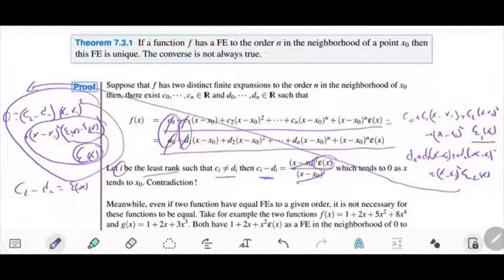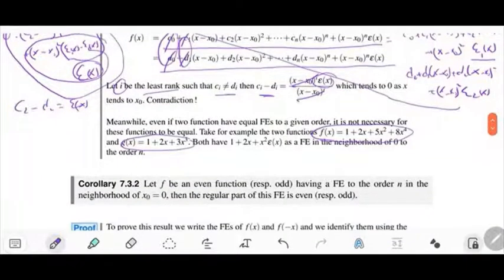But the converse is not true, because you can have two equal expansions of two different functions. Like if you take this function and this function, the first order expansion of the first one would be 1 plus 2x plus x times something that goes to 0. And for the second one, it will be 1 plus 2x plus x times something that goes to 0. So you have the same finite expansion to the order 1, but the remainder is not the same, so the functions are not the same.